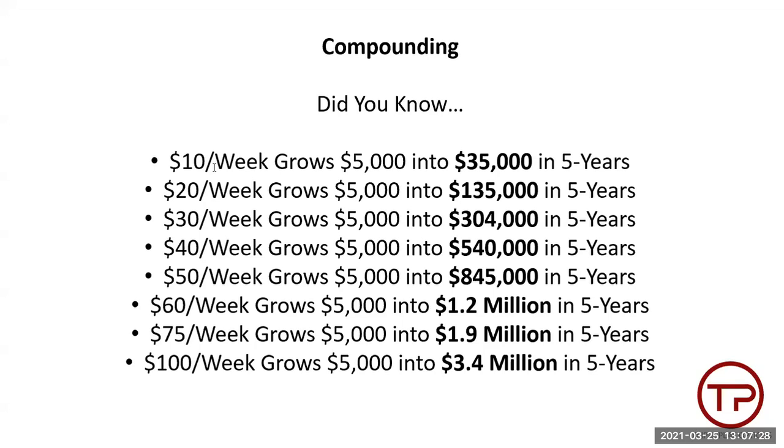$20 a week. Look at if you just increase that, if you're able to improve on your weekly average, and that's really the goal. You start with gain something on a weekly basis, and then try and improve it. And if you can improve it a little bit, it has a huge effect in the long run with regard to the compounding. So $20 a week grows into 135,000. Get up to $50 a week, you're talking about almost $1 million after 5 years.